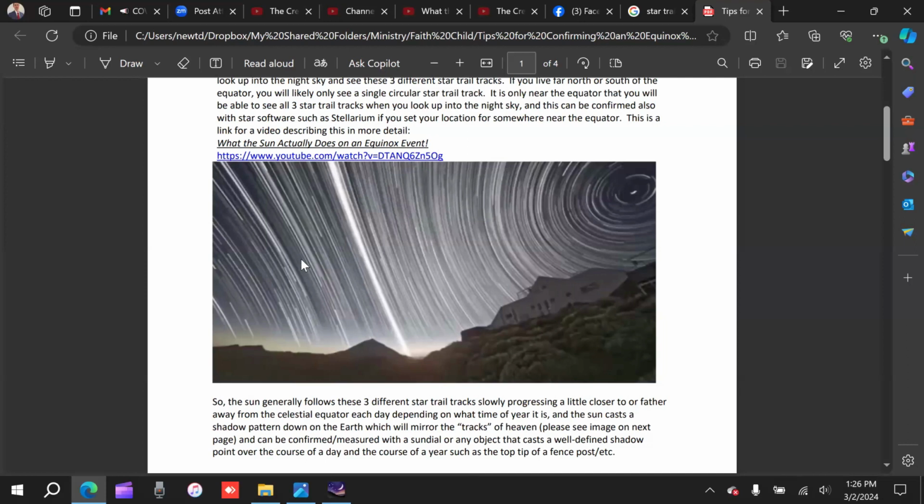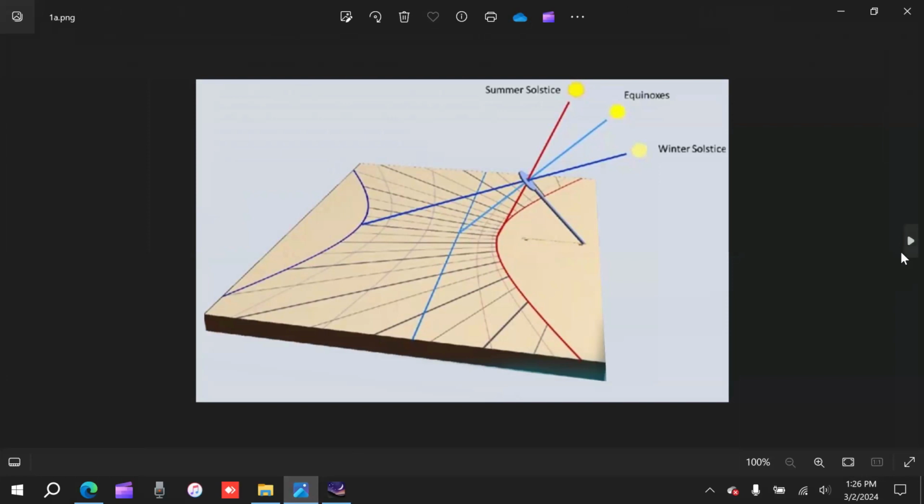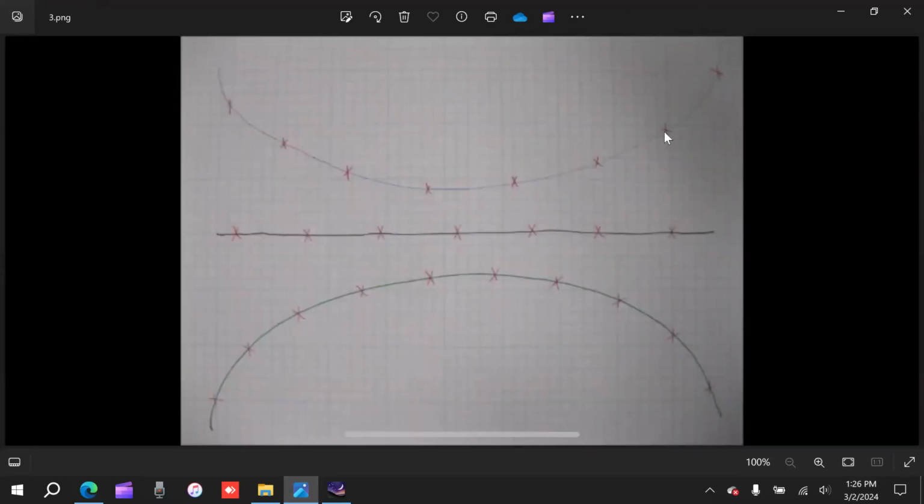But essentially, what happens is the sun is jumping these tracks over the course of the year. And let me see if I got another image here. So again, these are the three patterns that you're going to see over the course of a year, and you'll be making your marks. That's what these X's are. You just got a sundial, and it's creating these marks, and slowly but surely, this arc pattern is going to start straightening out and getting closer to the straight line.